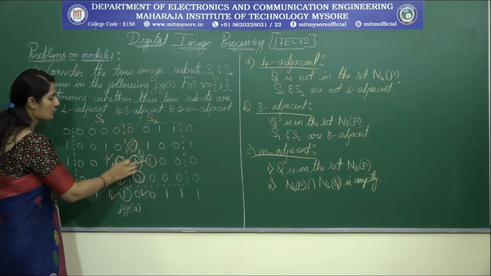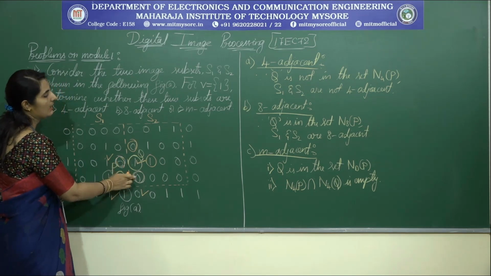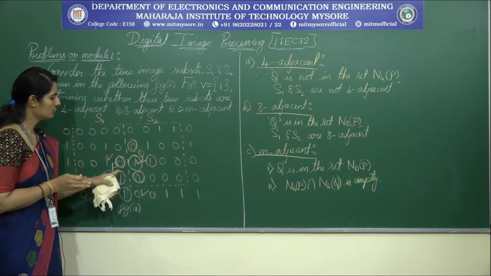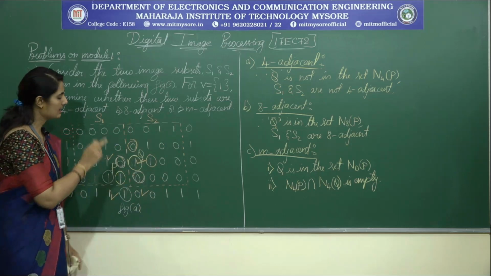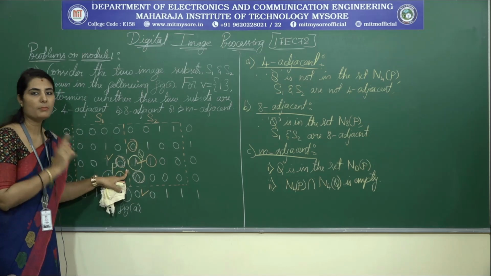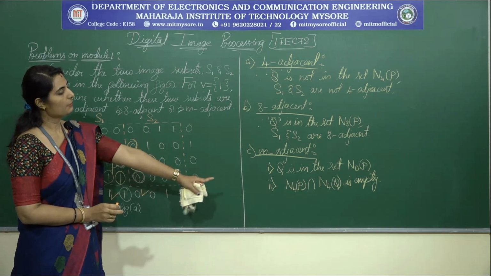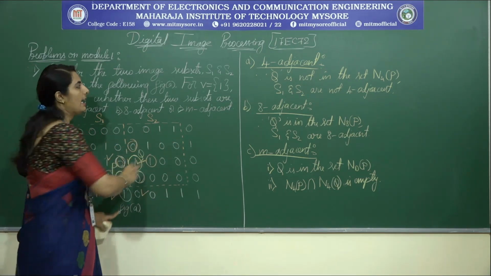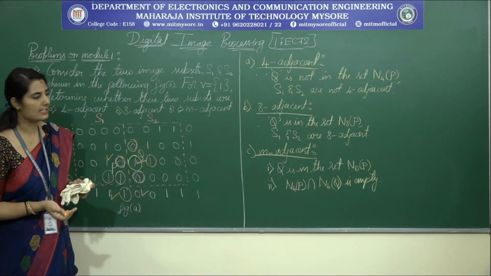Now the intersection of these two, the common elements, should not contain a value as given in the set V. Here these two do not contain a common value as given in the set V. So the intersection of N4 of P and N4 of Q does not contain any common element as given in the set V. Therefore the second condition is also satisfied.